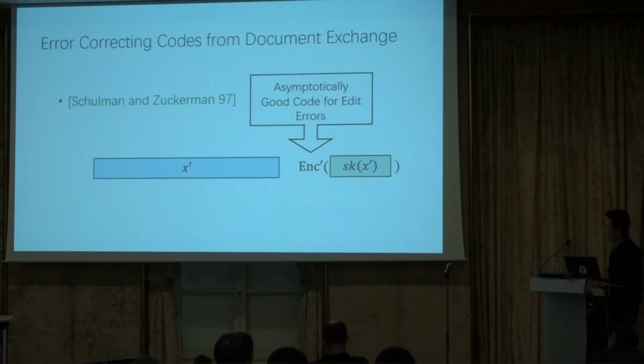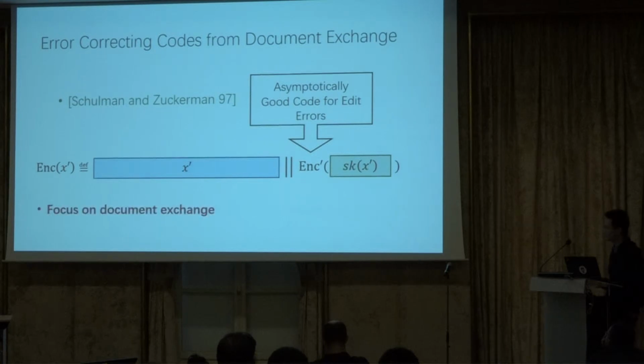But we need to protect this sketch from the edited errors. So we encode this sketch using an asymptotically good code for edit errors. And this is given by the work of Schulman and Zuckerman. Then we attach these encodings with the original message X prime and denote this new string as an encoding of X prime. So later, we only need to focus on how to construct these document exchange protocols.